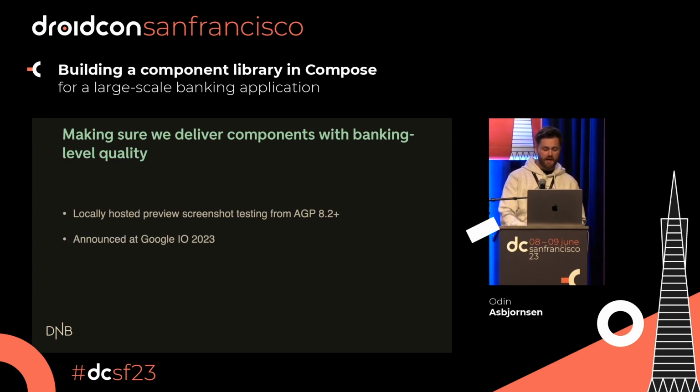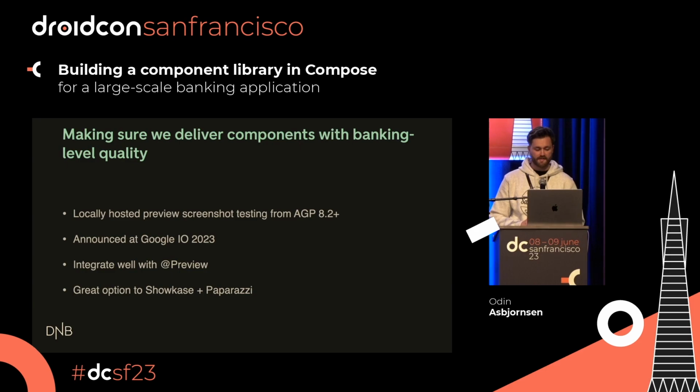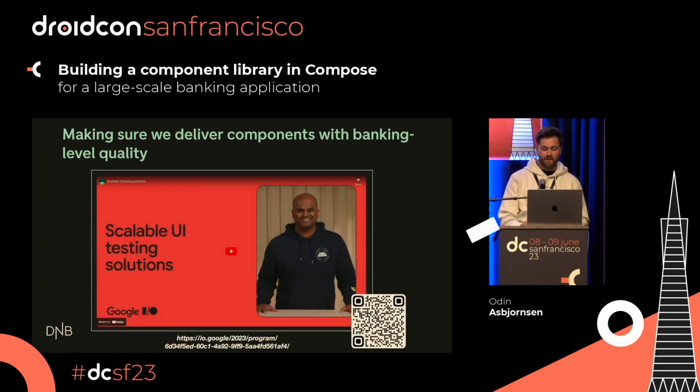Maybe if you watched Google I/O this year, they announced something called locally hosted preview screenshot testing if you use AGP 8.2 and above. I'm really excited about using this. I think it integrates well with preview, and it's a great option if you want to use that instead of Showcase and Paparazzi. What it does is that it takes all of your preview functions, and then it generates a golden image for that, and you can do screenshot testing based on this. I really urge you to watch this video as well. It was cool from Google I/O if you want to go more into detail. Yeah, I really like that video.